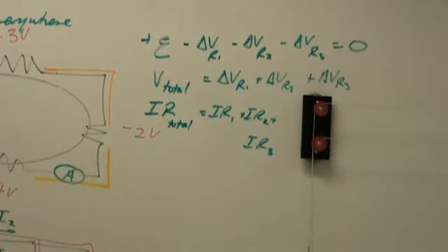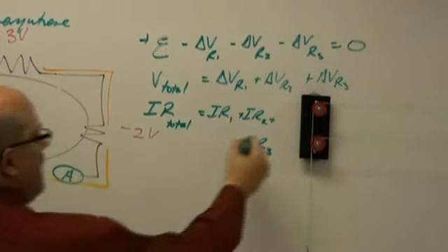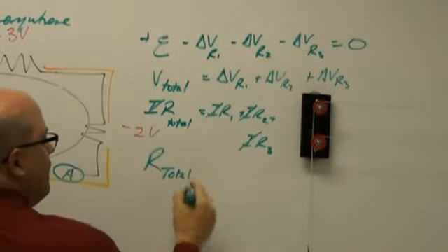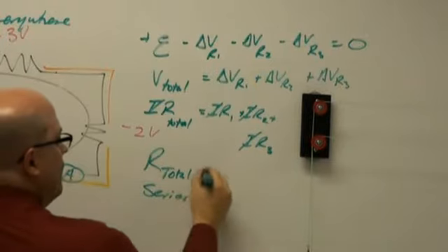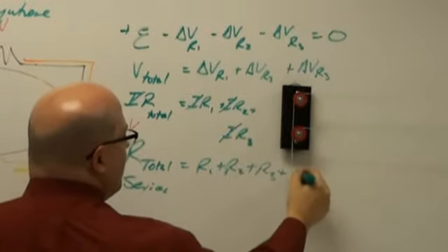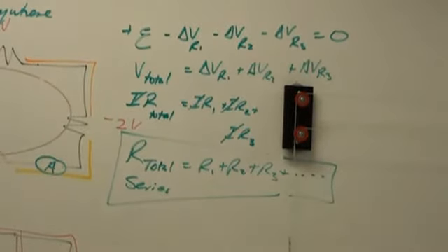Everybody okay with that? Now watch this. This is really cool. Well, what's I? The same everywhere. The same. So that means the total resistance in series equals R1 plus R2 plus R3 plus however many you got. So we just derived the equation for resistance in series. Anytime you have resistors in series, you can just add them all up, and they'll equal the same thing. You can replace those three with just one of whatever the sum of all those are.